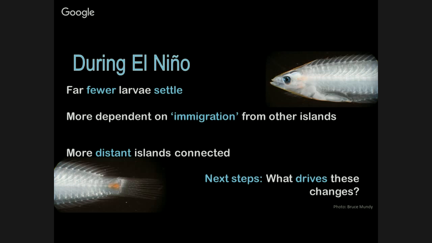So the next step in my research is to try to figure out what it is that drives these changes. We don't know a lot about the currents, or if it's the currents that drive these changes that we see in settlement. So I'm going to see if I can tease out whether it's the change in currents or if it's the change in temperature, maybe the larvae's food availability, because they eat when they're out in the open ocean as well. So those are my next steps.